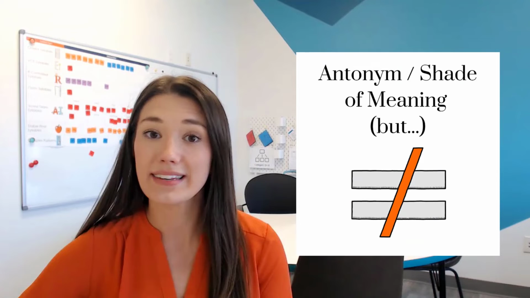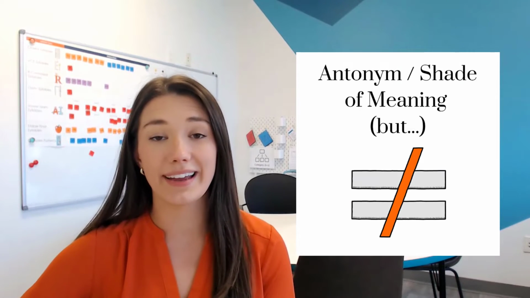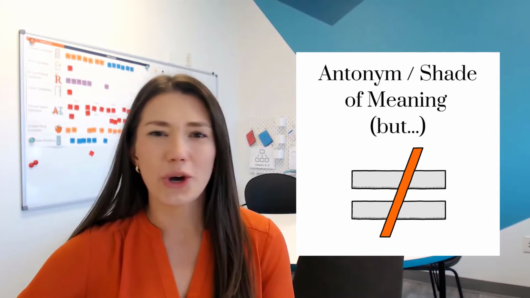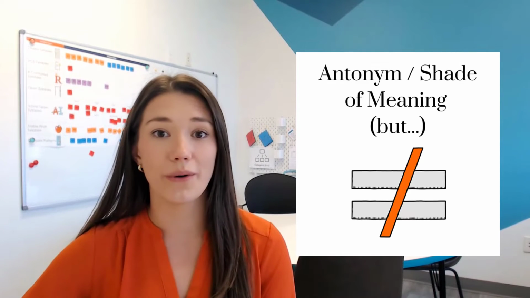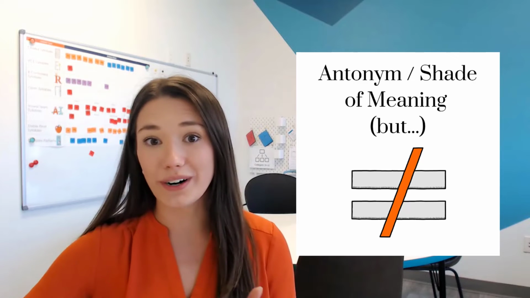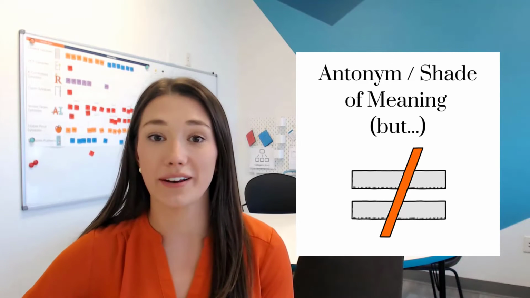Once we have our synonym, we'll ask students to come up with an antonym or a shade of meaning. An antonym is traditionally an opposite. And now when we think about a spoon, we don't really have a clear opposite here. It's not like hot and cold or tall or short. We're looking instead for a shade of meaning.